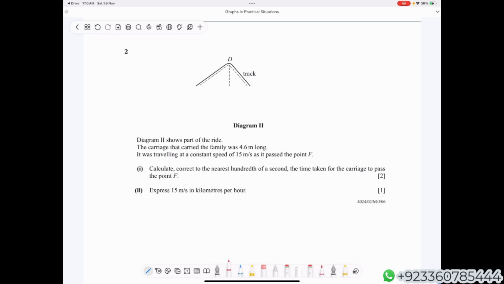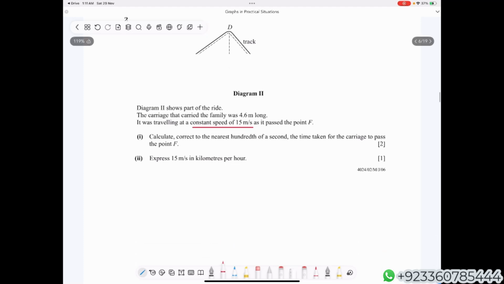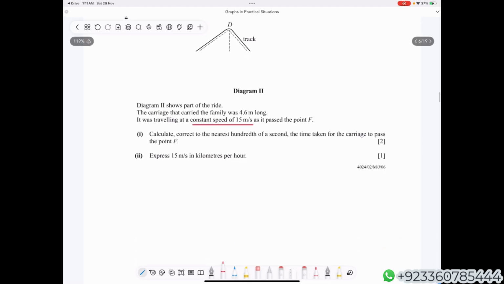Question number 2 says diagram 2 shows part of the ride. The carriage that carried the family was 4.6 meters long. It was traveling at a constant speed of 15 meters per second as it passed through F. Calculate, correct to the nearest hundredth of a second, the time taken for the carriage to pass the point F. So they've given you the distance, they've given you the speed.